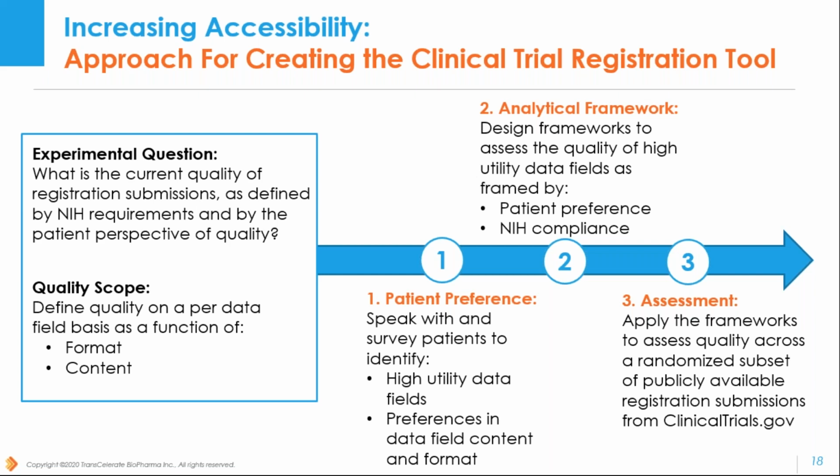Okay, so how do we approach creation of this clinical trial registration tool that we're presenting today? Well, we started at the beginning with our experimental question, which in this case was, what is the current quality of data on the registries, as defined by the NIH requirements and also according to the patient's perspective of quality. And then the second part of that, before we started, was to define what quality is in this context. And we defined it on a per data field basis as a function of both the form and the content of that data.